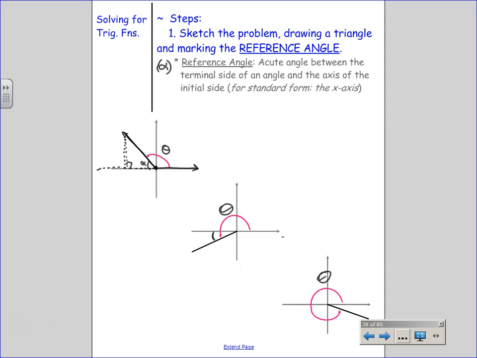This time, the reference angle is actually kind of overlapping theta to get my triangle. In this one, always smaller than 90. And then in this one, alpha is actually outside. Alpha, or the reference angle, is always the guy inside the triangle that would be properly formed with the axis of the initial side, or in our case, with the horizontal or the x-axis.